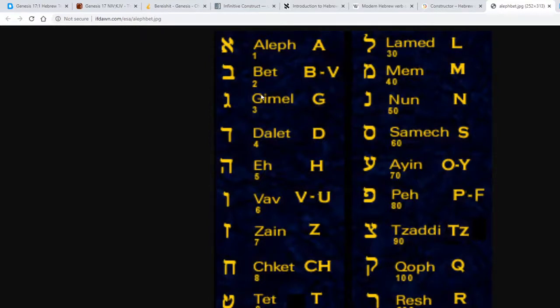Gimel, while it does take a dagesh, very few dialects of Hebrew maintain that difference, so it's usually romanized as a G.